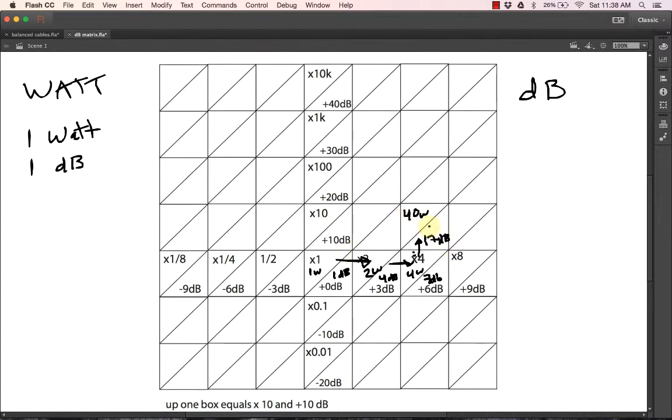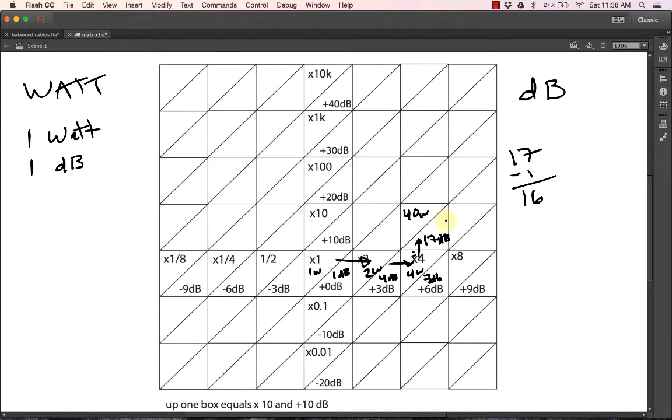Okay. So now I have gone from 1 decibel to 17, and from 1 watt to 40 watts. So that means I have 16 decibels of gain. 17 minus 1 is 16. I have gained 16 decibels, and I have multiplied my wattage by 40.